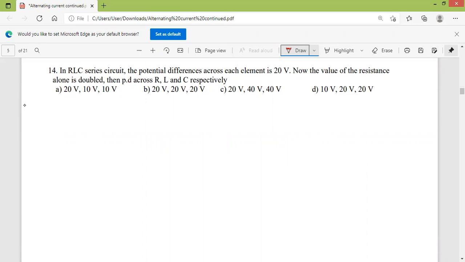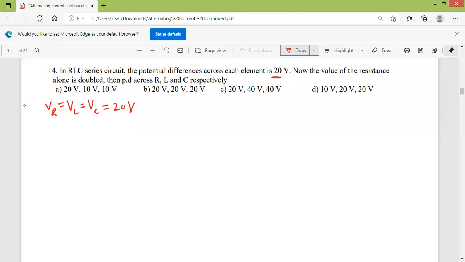In an LCR series circuit, the potential difference across each element is 20 volt. Each element means across the resistance, across the inductor and across the capacitor it is 20 volt. Now the value of resistance alone is doubled, and they are asking for the potential drop across R, L and C respectively. So the given is VR = VL = VC = 20 volt.